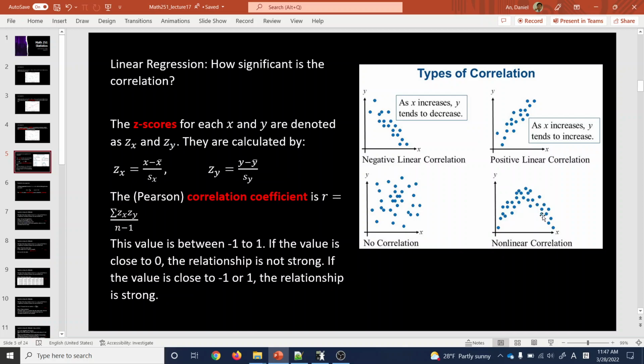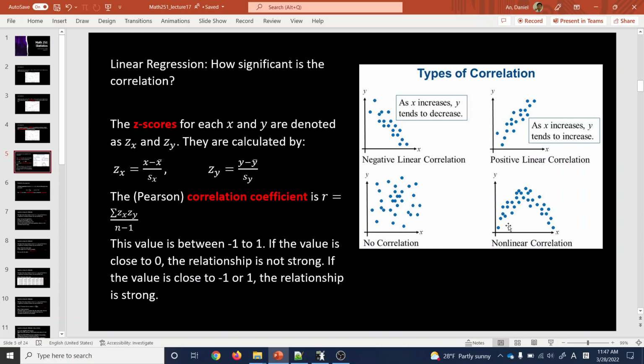It'll still be 0, right? However, we do see some kind of a relationship, right? Yeah, so it looks like when x is near this middle point, y is maximized, but then as you get further away from that middle point, you get smaller y values.